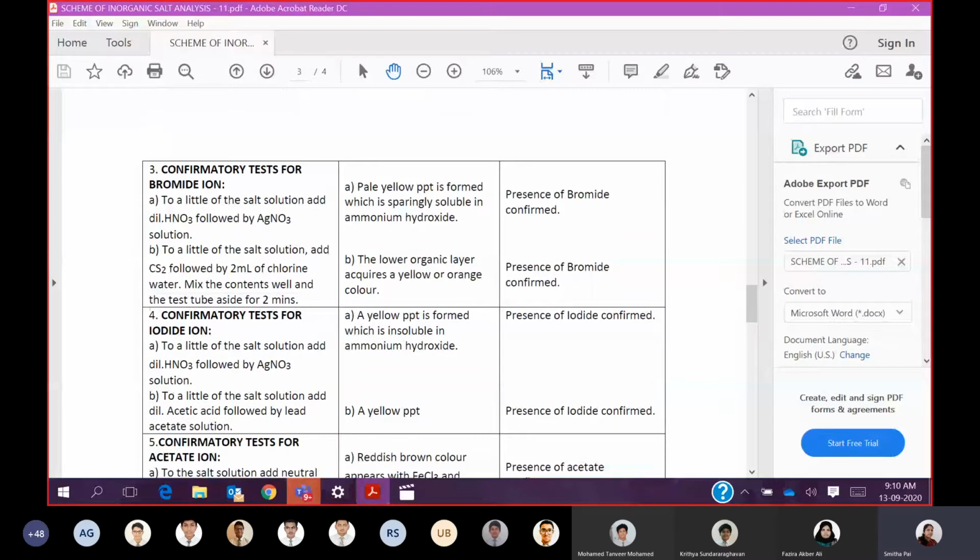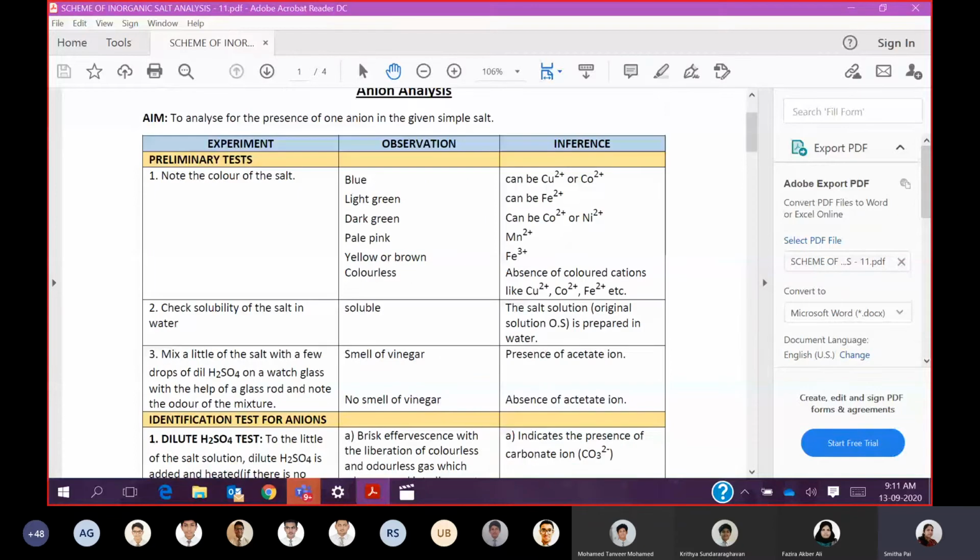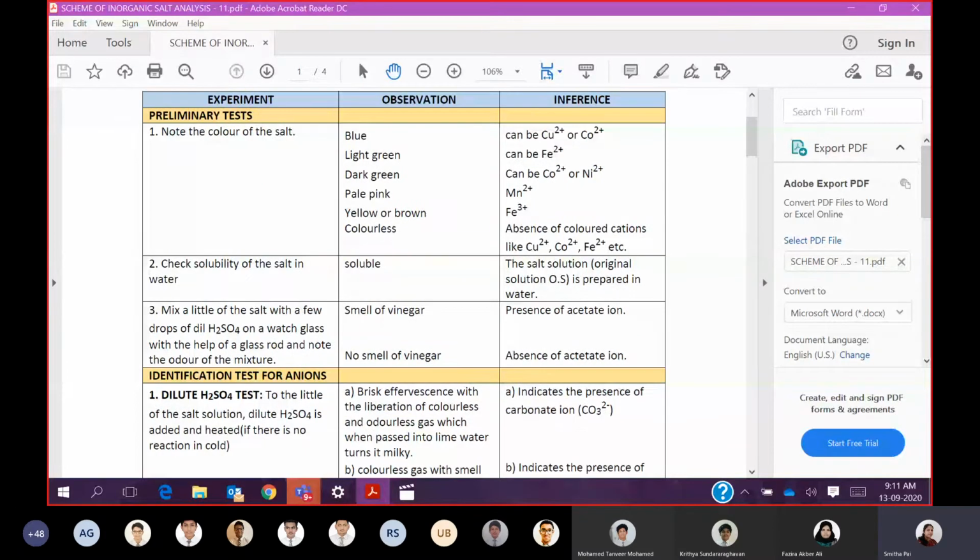So for the second salt, the salt containing acetate, your observation for color is again colorless, absence of colored cations. Checking the solubility in water, it's soluble. That means you can prepare the original salt solution. Then a little salt was mixed with dilute H2SO4 on a watch glass, and you all have seen the test. The student got a smell of vinegar. So the smell of vinegar indicates the presence of acetate ion.